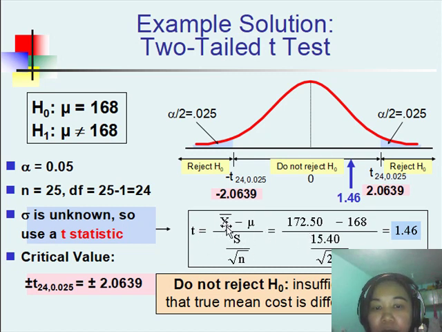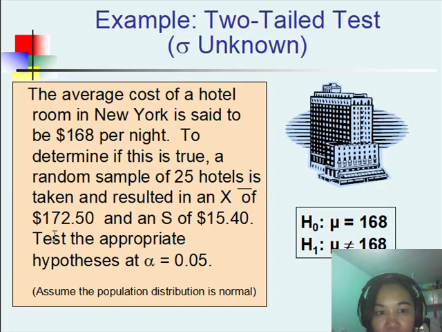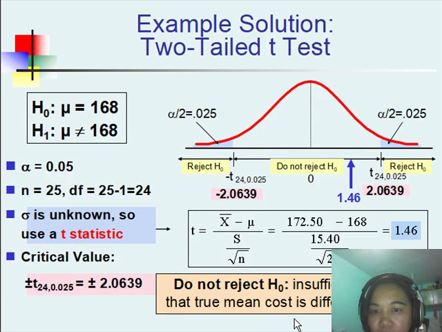We simply substitute. Our sample mean is 172.5, and our mu, the hypothesized value of the mean, is 168. Then the given standard deviation is 15.40. Hope you recall this. Take note, this is the sample mean, and this is the standard deviation, the sample standard deviation. Okay, that is why we have here 172.5 and then 168 and then 15.4. So if you calculate this using your calculator, you will get 1.46.